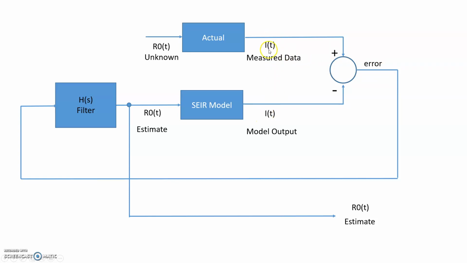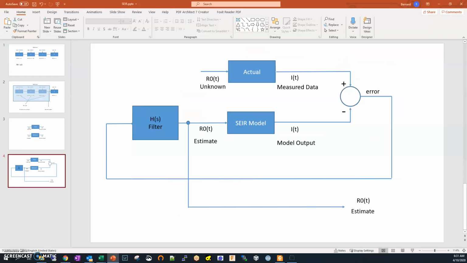If the output of the two are equal and the model represents what's going on, then I should have a good estimate of R0. And that's what I'm going to look at ultimately as my output. Alright, so let's take a look at this.